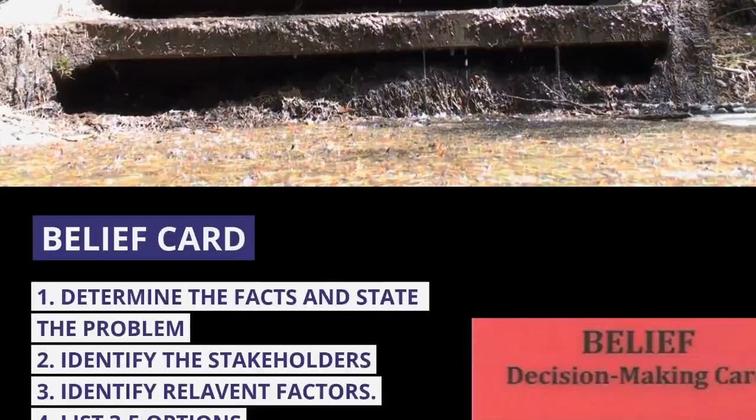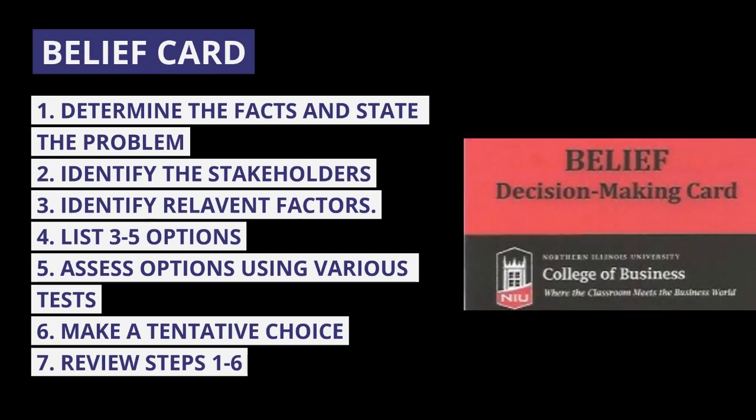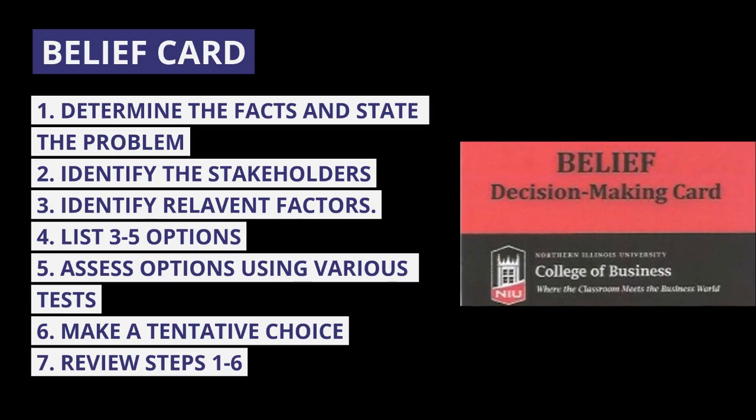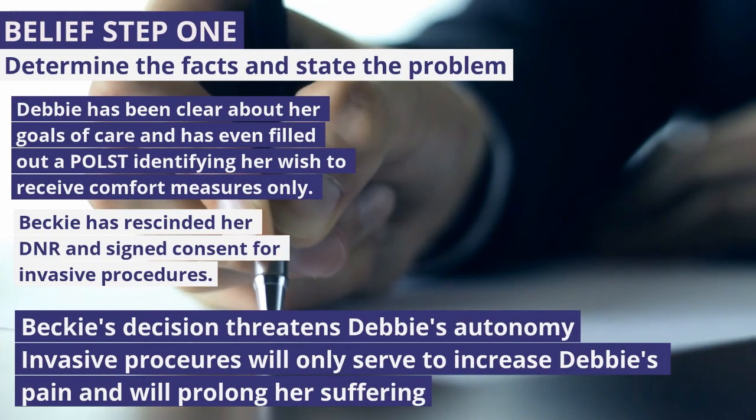To assist him in the decision-making process, Pete refers to his pocket card that he received when working on his DNP at Northern Illinois University. This card will walk him through the ethical decision-making process. First, Pete will determine the facts and state the problem.